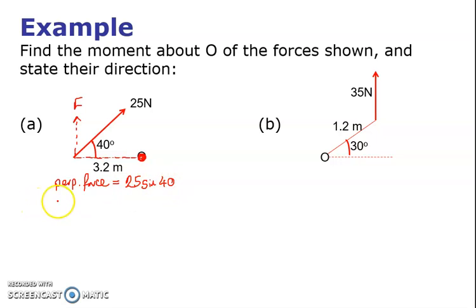That's the perpendicular force. And therefore, to get the moment, it's going to be 25 sine 40. 25 times sine 40 is 16.1-ish. Now, being a bit more accurate than 16.1, I'll do that 16.1 now, and I'll times by the 3.2, because I've got the perpendicular force. So I times that answer by 3.2, and without any rounding, I get 51.4 Newton meters. Hopefully that's what you've got now.